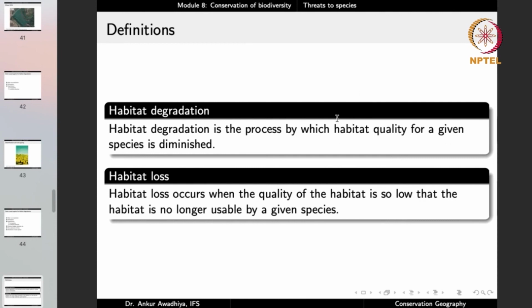Now, if the quality reduces to such an extent that no more animals are able to live, then we will call it habitat loss. Habitat loss occurs when the quality of the habitat is so low that the habitat is no longer usable by a given species. So then we will say that the habitat has been lost.